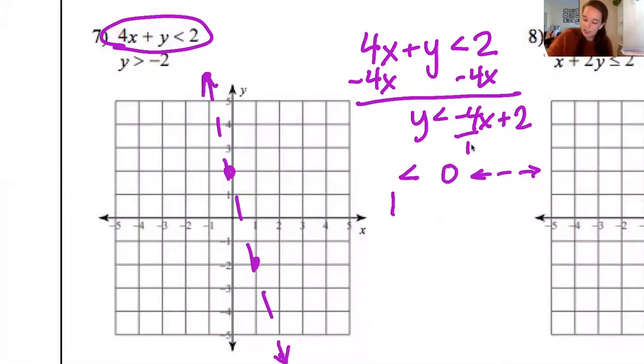And since this one says less than, I want to shade down. So I'm going to go to one of my points or any part of the line. So here's a point, I'm going to shade straight down.